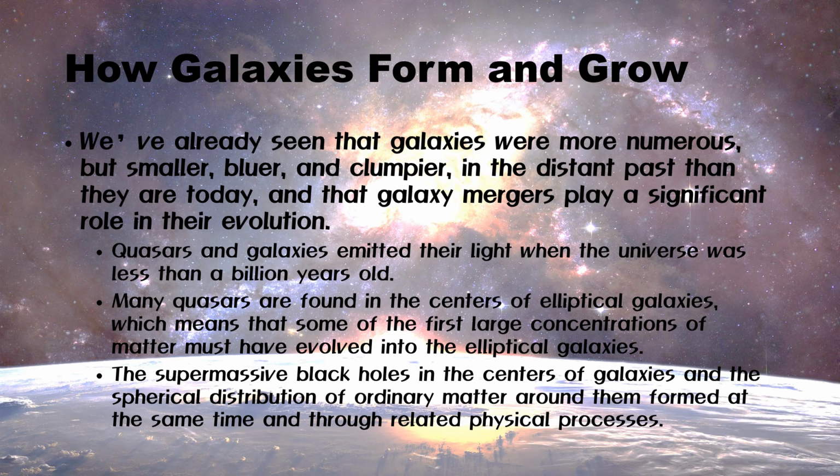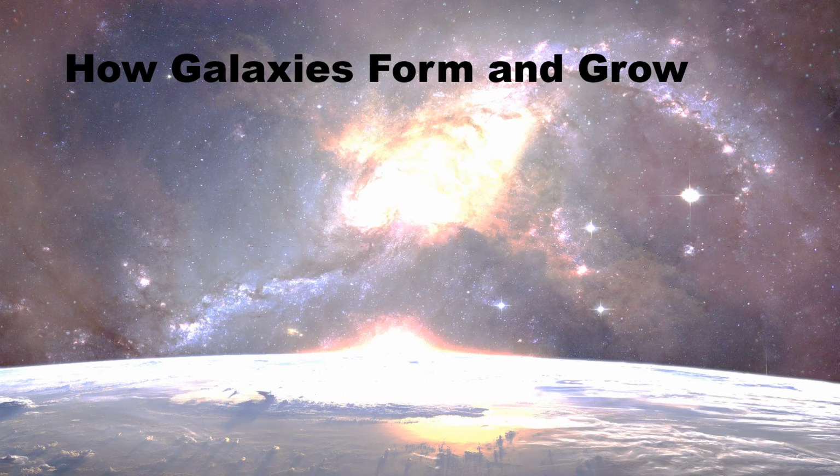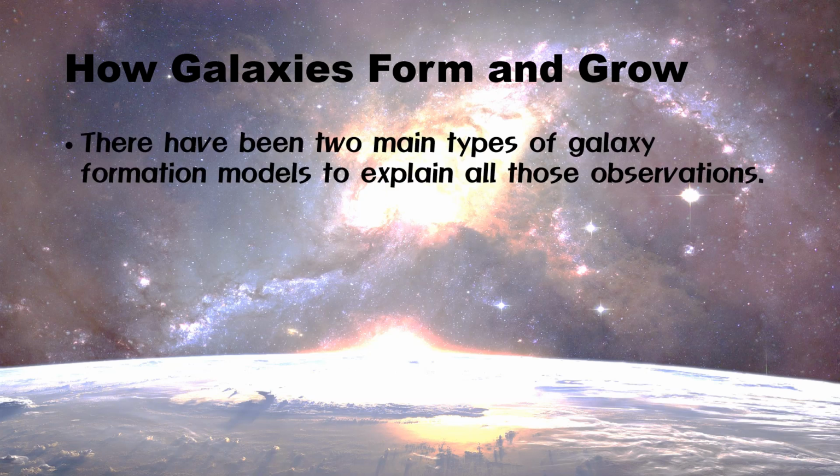The supermassive black holes that we find in the center of galaxies and the spherical distribution of ordinary matter around them must have formed at the same time and through related physical processes. This means there have been two main types of galaxy formation models to explain these observations.